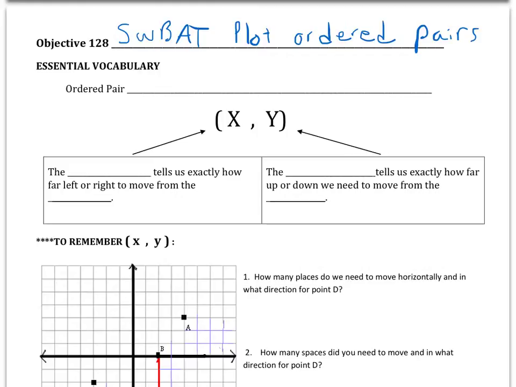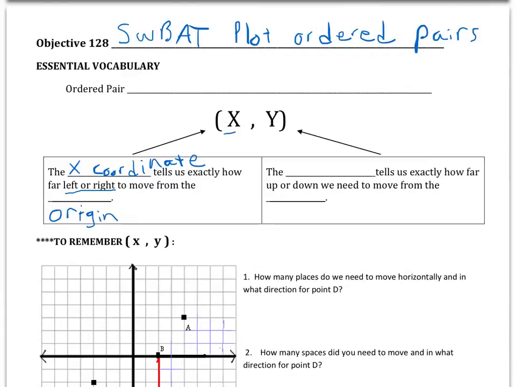Alright, let's go over some things that we should already know, but we definitely need to refresh our memory on. Let's skip down here and look at the x. We call this a coordinate. The x coordinate, and you should be able to write smaller and fit it in the space, tells us exactly how far, and here's the key, left or right to move from the origin.